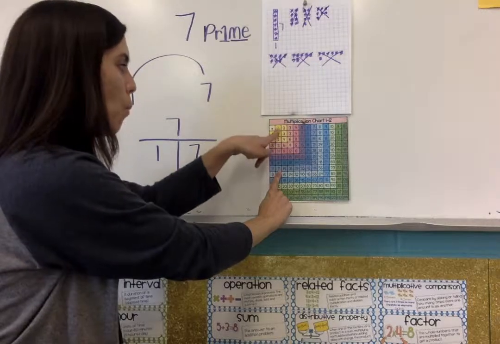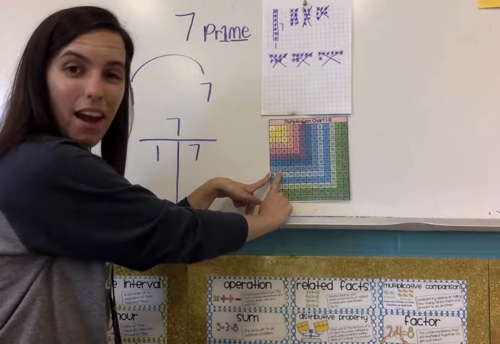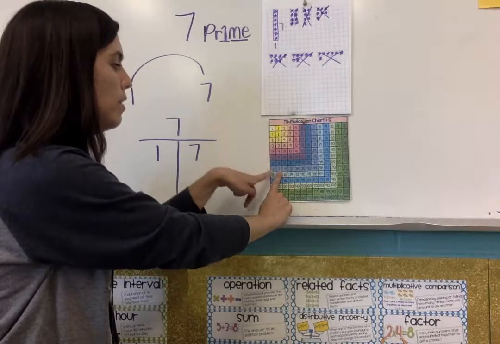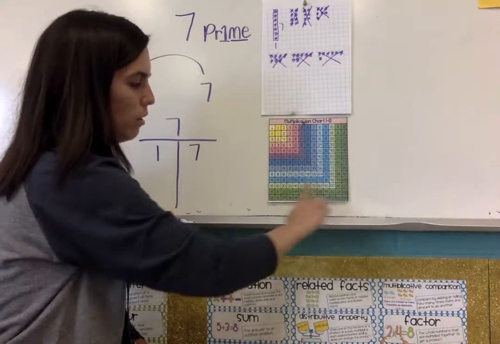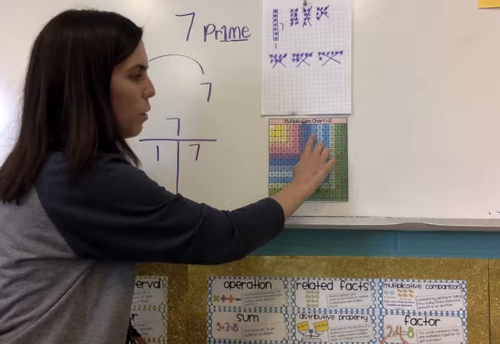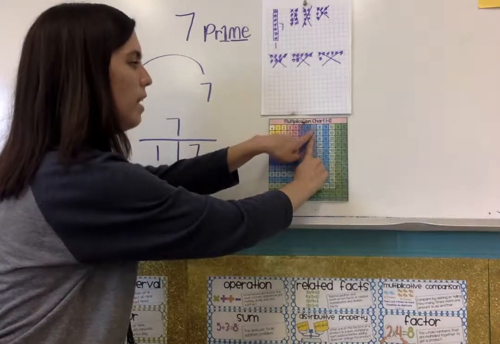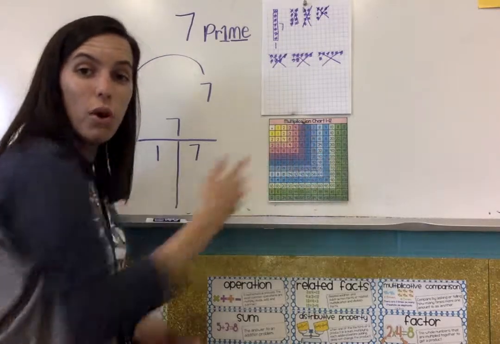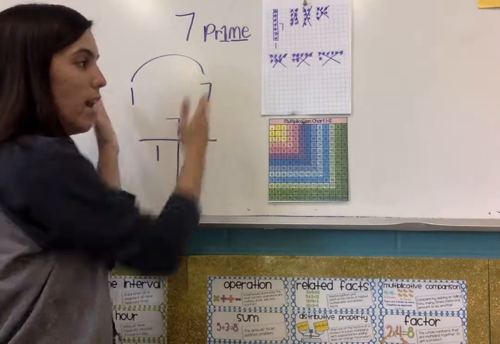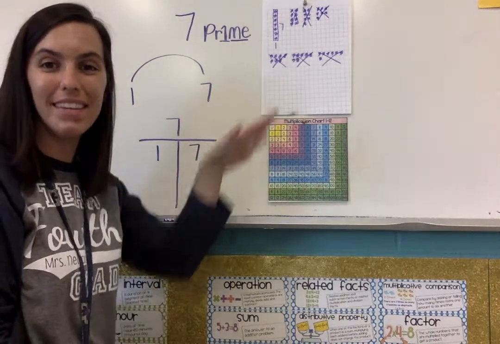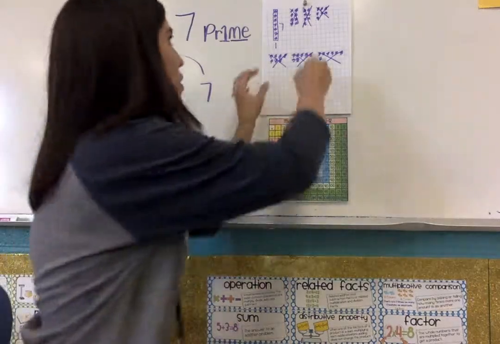This is telling me that 1 times 7 gives me 7, and I already know that. Do you see a 7 anywhere else on this chart? I see one right up here at the top. 1 times 7 gives me 7. So I got the same exact factors, 1 and 7, by using my multiplication chart as I did with my graph paper. Now, let's look at a different number.